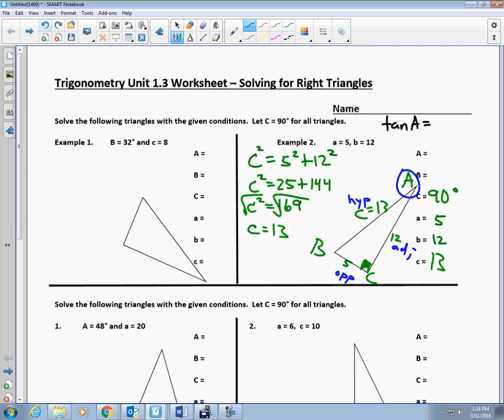All right, well, I'll write all three down. Tangent is equal to what? So 5 over 12. Cosine is equal to 12 over 13. Sine would be equal to opposite over hypotenuse, 5 over 13, right?